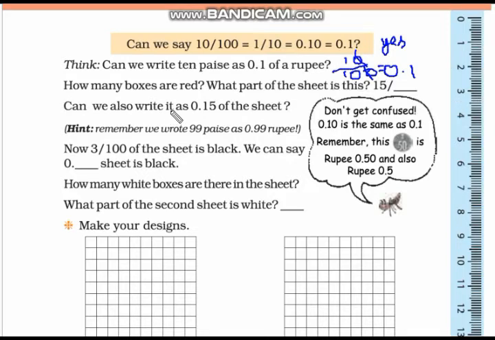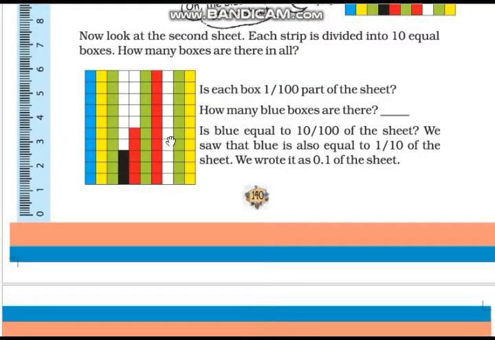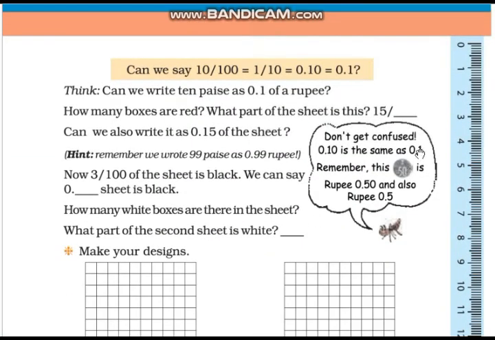Now how many boxes are red? What part of the sheet is this? So children, let us count how many boxes are red. See here, these are 10. 1 2 3 4 5 6 7 8 9 and 10. As mentioned in the question, each strip is divided into 10 equal boxes. So here 10 boxes are red, and here how many? 5. 1 2 3 4 5 boxes. So 10 plus 5, 15 boxes are red. So here we can write 15 boxes are red.